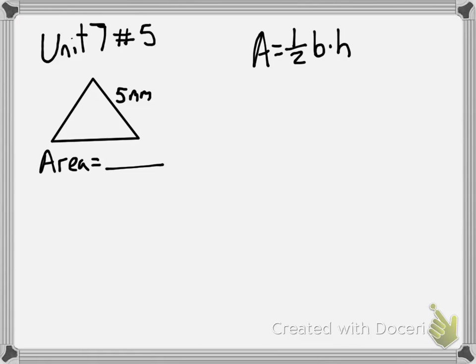We know we have a base. We'll call this the base, but we need a height. So the height is going to have to be perpendicular to the base. So let's draw in a height, and let's call it right about there. And it's perpendicular. But how long is this height? The height is not 5. The sides are 5.